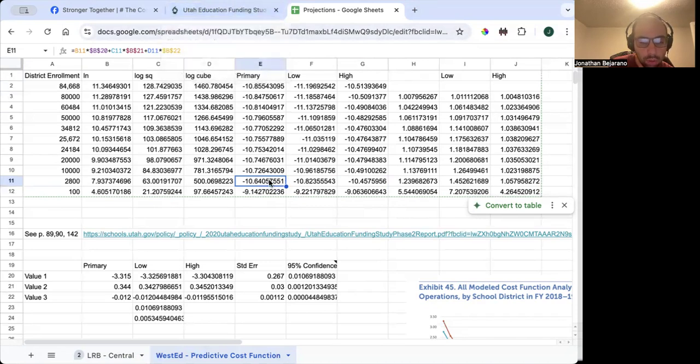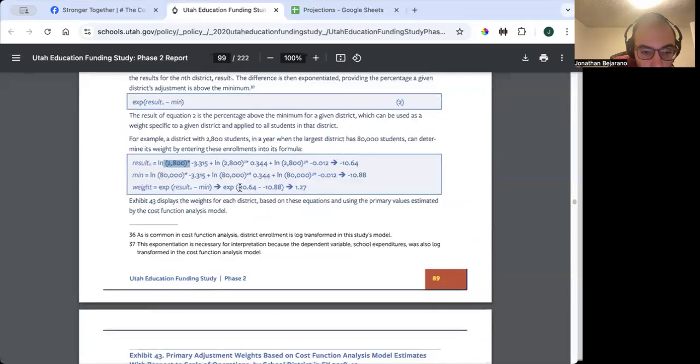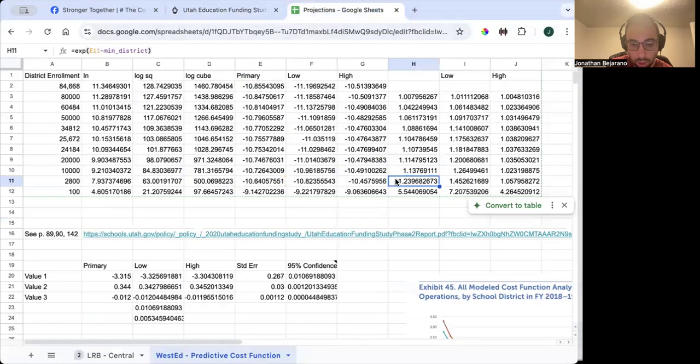Then, once we have this negative number right here, we're going to calculate the difference. So I take the difference between this number and that number, which gives me the way to get that multiple. Then I do the explanation, and the explanation will give me the factor. So once I have the factor, I get this number, 1.23.